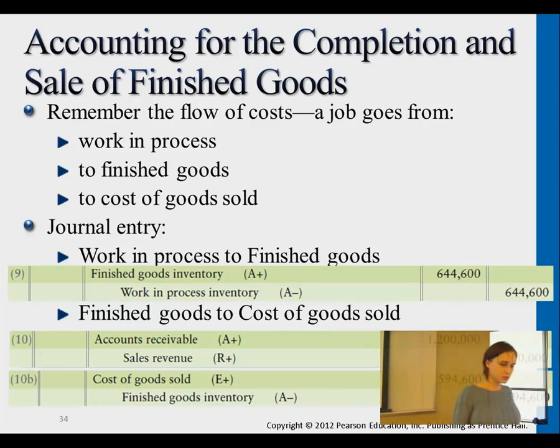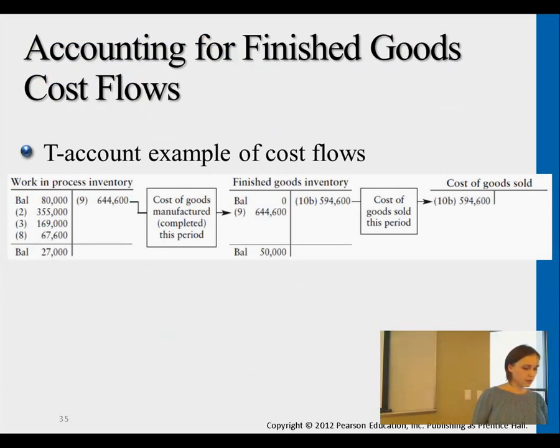All right. So, do you need me to go over this again? Are we done with this slide? Okay. So now we have some T accounts that we want to go over, right? So we're going to be accounting for finished goods. We have these T accounts, and they're going to show us how this cost is flowing throughout the accounts.